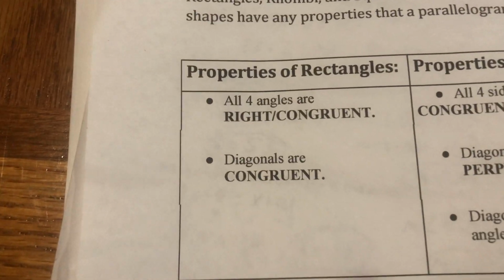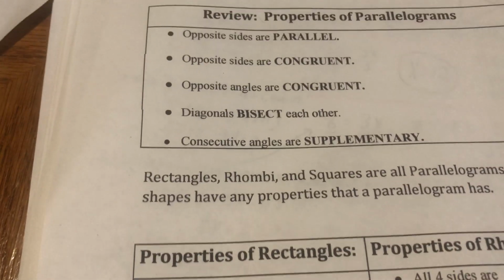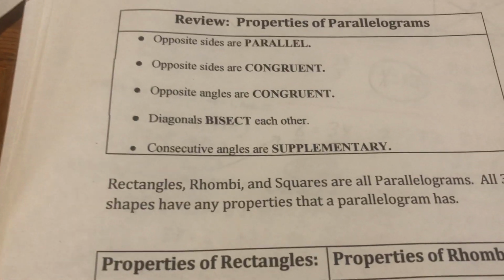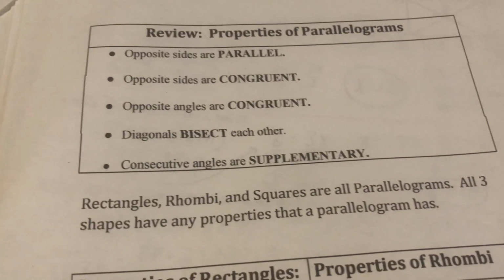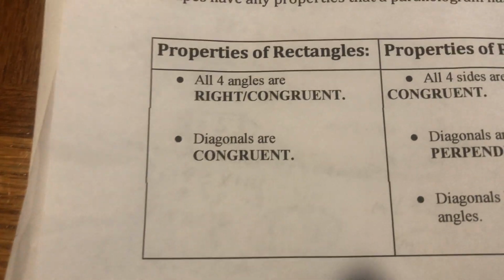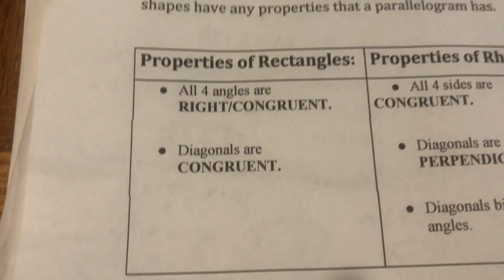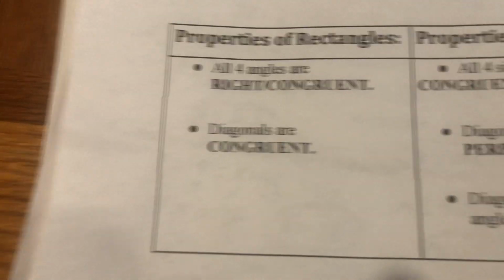So properties of rectangles, on top of the parallelogram properties, which are opposite sides parallel, opposite sides congruent, opposite angles congruent, the diagonals bisect each other, and consecutive angles are supplementary. On top of all that, when it comes to rectangles, all 4 angles are right or congruent. The diagonals are going to be congruent in length.